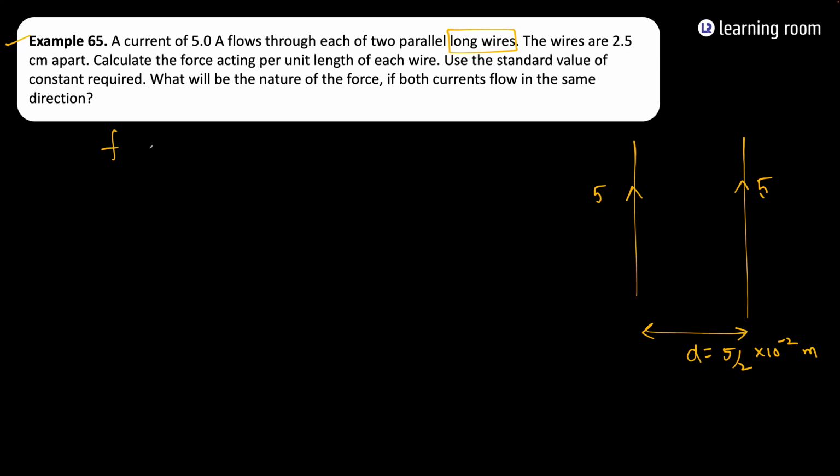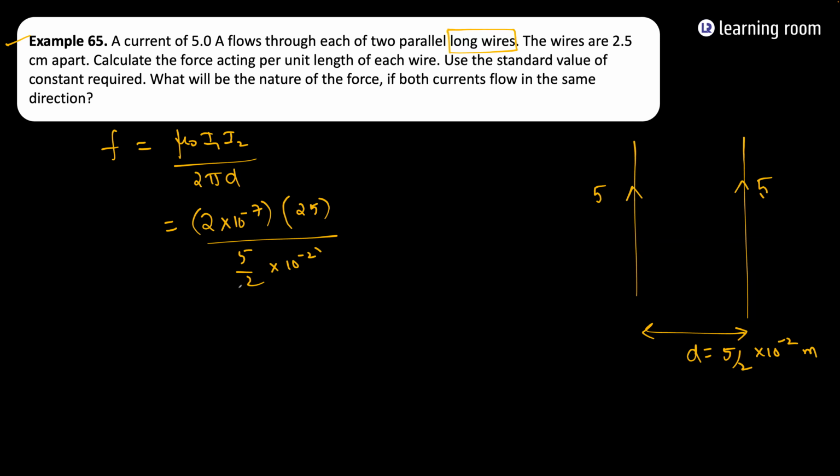Force per unit length is given as mu naught I1 I2, the whole divided by 2 pi d. So what is mu naught by 2 pi? It is going to be 2 into 10 power minus 7. See, mu naught by 4 pi is 10 power minus 7, so mu naught by 2 pi will be 2 into 10 power minus 7, into I1 and I2, which have the same magnitude, so it will be 25. The whole divided by the distance of separation, which is 5 by 2 into 10 power minus 2. So 5 will cancel 25 five times. 2 will go to the numerator. It will become 4. 4 into 5 is going to be 20. So 20 into 10 power minus 5 Newton per meter.